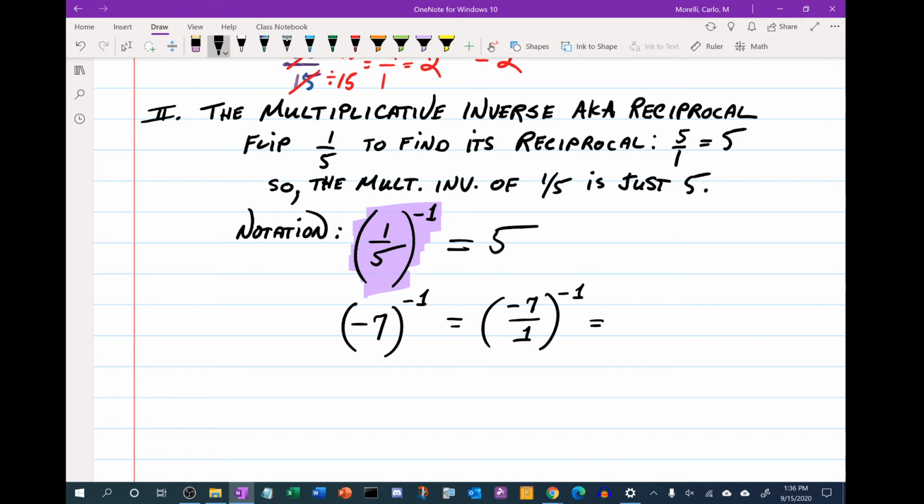-7 over 1 flipped is -1 over 7. Notice that that negative sign gets preserved. I'm just flipping the fraction. There is such a thing as the negative reciprocal, but that's not what I'm doing now. What I'm doing now is I'm just flipping the fraction.